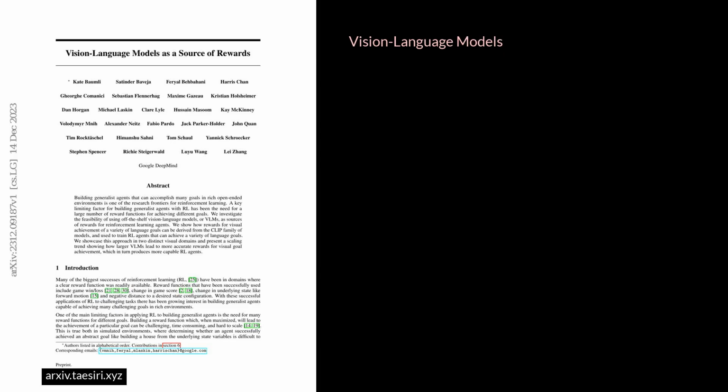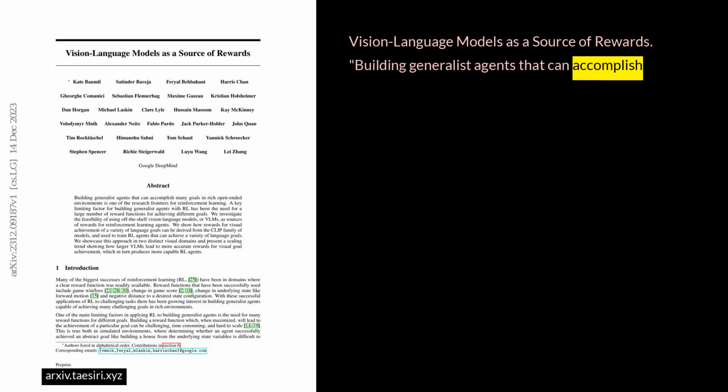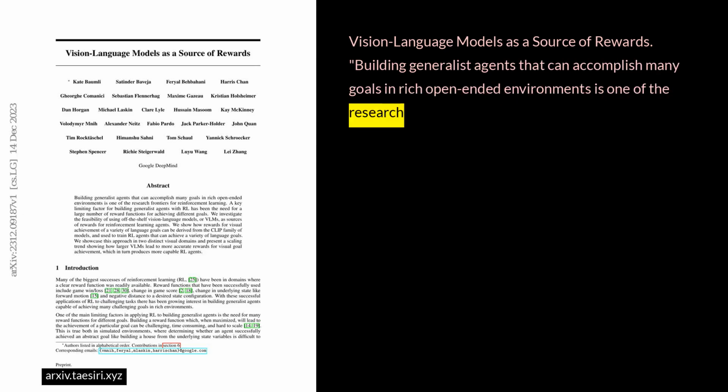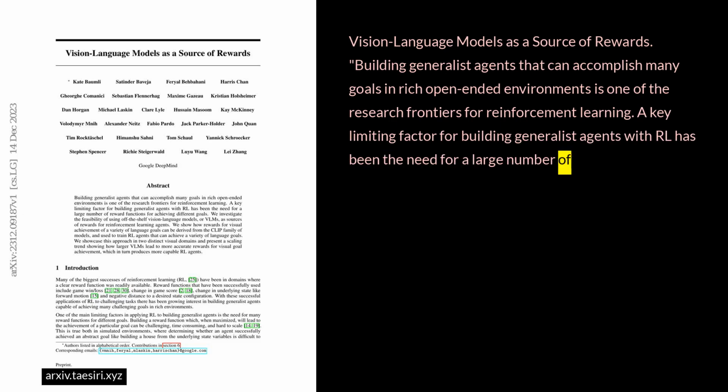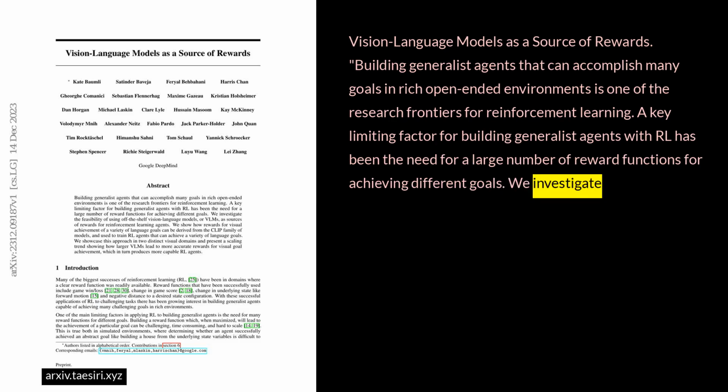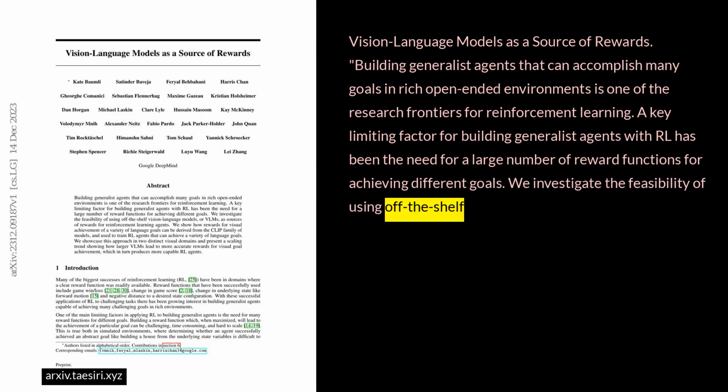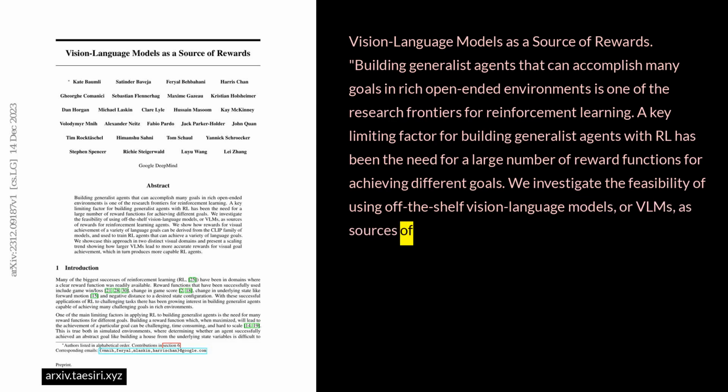Vision language models as a source of rewards. Building generalist agents that can accomplish many goals in rich, open-ended environments is one of the research frontiers for reinforcement learning. A key limiting factor for building generalist agents with RL has been the need for a large number of reward functions for achieving different goals. We investigate the feasibility of using off-the-shelf vision language models, or VLMs, as sources of rewards for reinforcement learning agents.